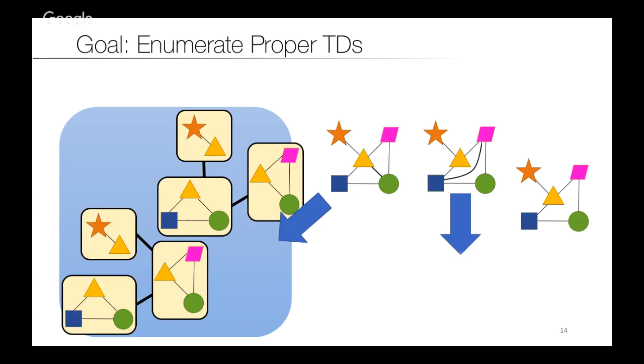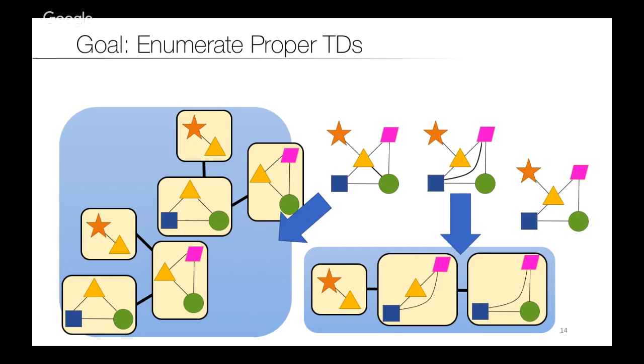So given the minimal triangulations, so the minimal triangulations are chordal graphs, and it's easy to find the proper tree decompositions of chordal graphs. For those of you who are interested in more details, the bags are the maximal cliques, and you choose where to put the edges by a maximal spanning tree, where the weight is the size of the intersection of the bags. But anyway, given a minimal triangulation, it's easy to find the proper tree decompositions.